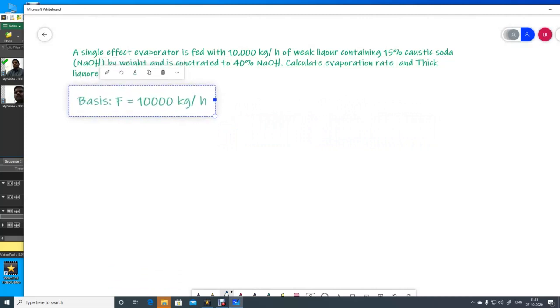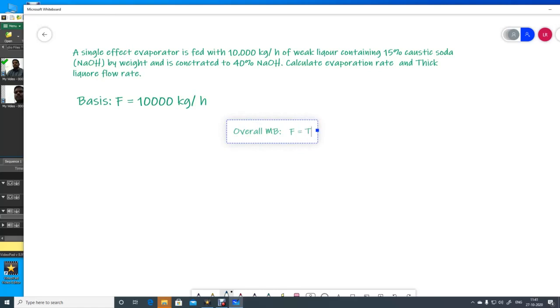So first write down the basis. Basis is given as 10,000 kg per hour. We can write the overall material balance. So the overall material balance is F equal to thick liquor plus evaporate. Okay, there is no precipitate. Let it be equation number 1.